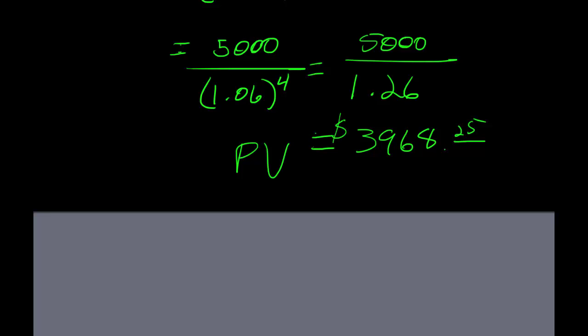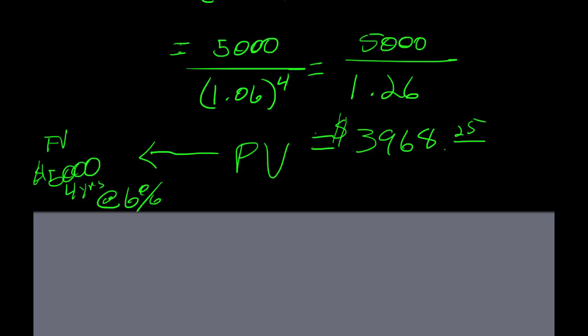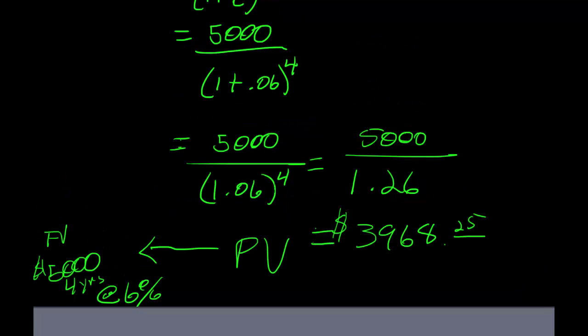I would have to deposit today $3,968 in order to have a future value of $5,000, 4 years from now, if I invest at 6%. Easy cheesy.